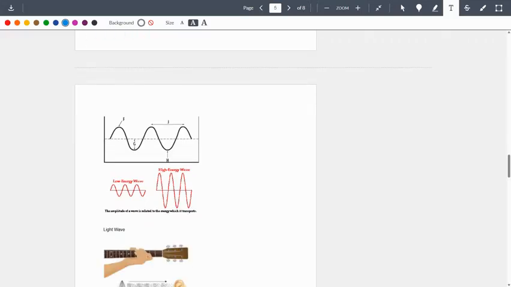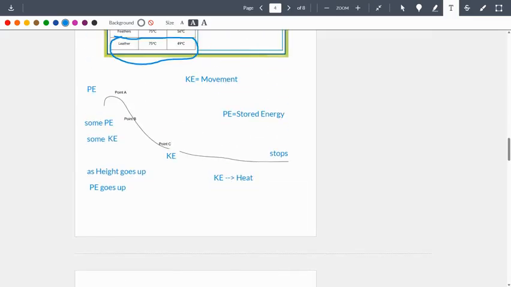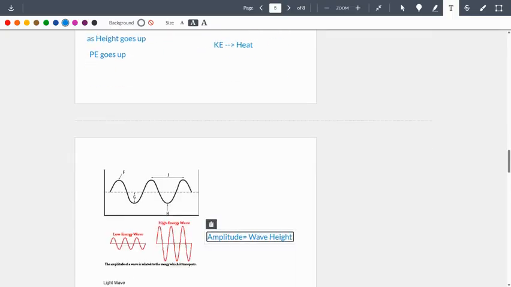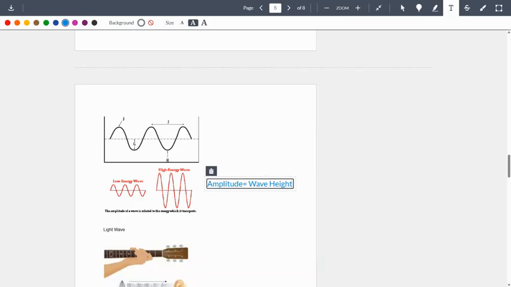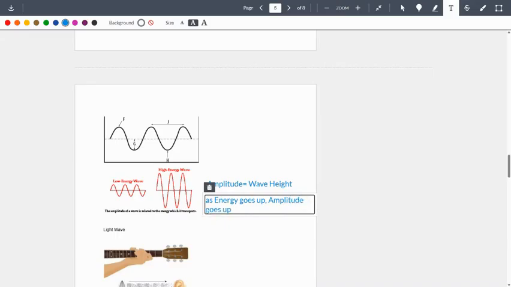Well, that transitions us down here. This wave height is called amplitude. Amplitude equals wave height. It's the same concept in just a different way of thinking with energy. If I am up higher on the hill, I'm going to end up with more energy. If I am a taller wave, then I'm going to have more energy. So as energy goes up, amplitude goes up. Learn how to spell, Mr. Wadsworth. So that's wave height.